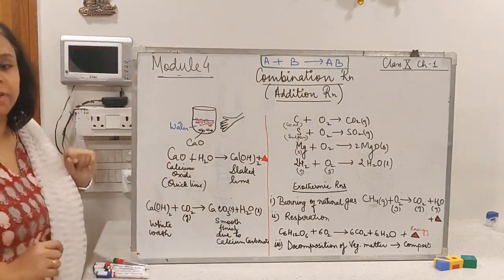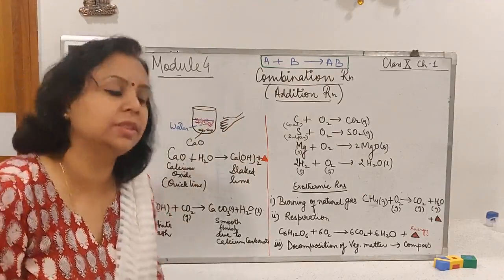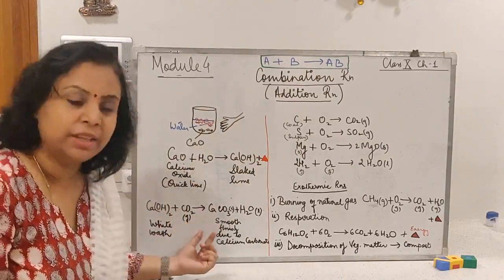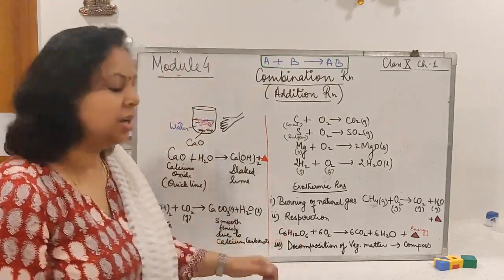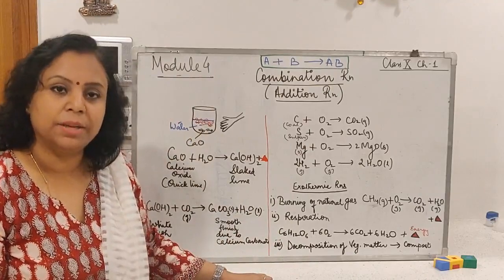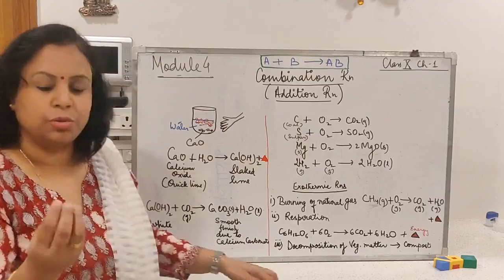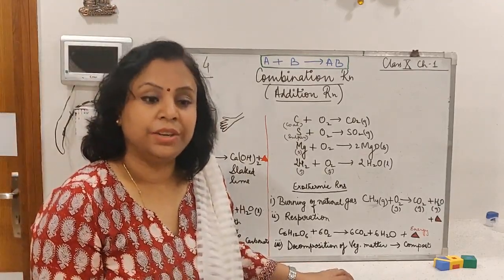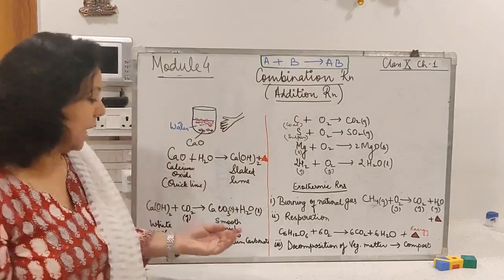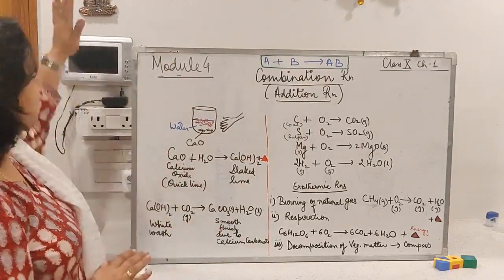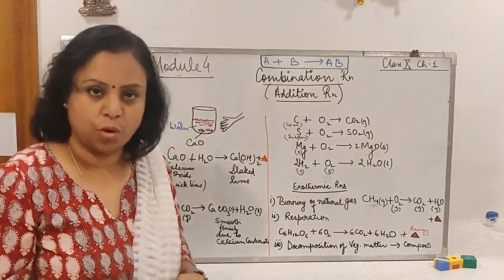This calcium hydroxide, when it comes in contact with atmospheric carbon dioxide, combines with it and forms calcium carbonate and water. Again, another combination reaction. And this calcium carbonate, you know that it is an ingredient of limestone rocks also, marble also. All these names are given to calcium carbonate, and it gives a smooth and shiny finish to the wall.